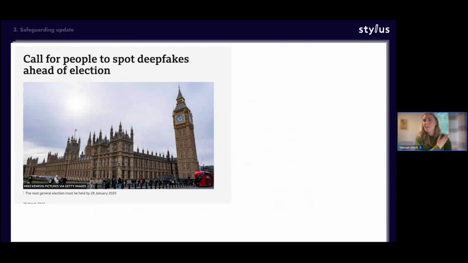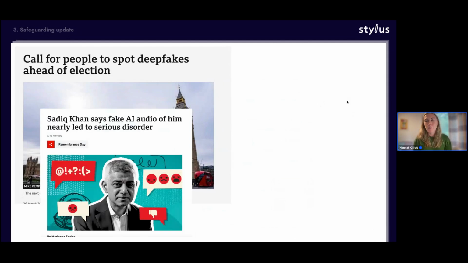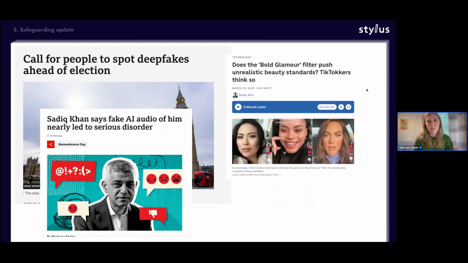Deepfakes ahead of the election is a great starting point for some of these conversations. This is just a snapshot of some of the ways in which we might start to integrate safeguarding updates around AI. Sadiq Khan talking about fake AI audio of him, so completely fake, generated using other clips of him speaking, which almost led to a serious disorder. We've seen incredibly realistic filters now circulating on TikTok that mean if you're growing up in the social media era now, there's a good chance that you could be browsing your timeline for hours at a time before you see someone who's completely unfiltered.